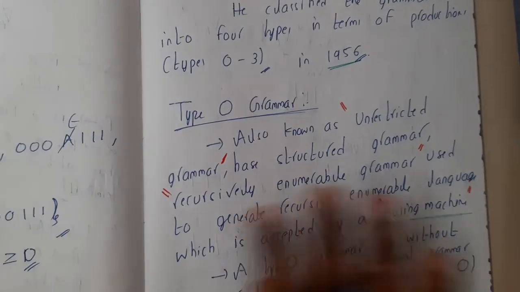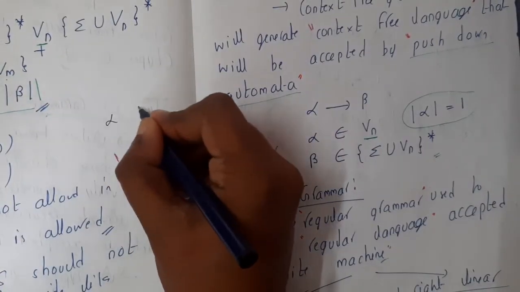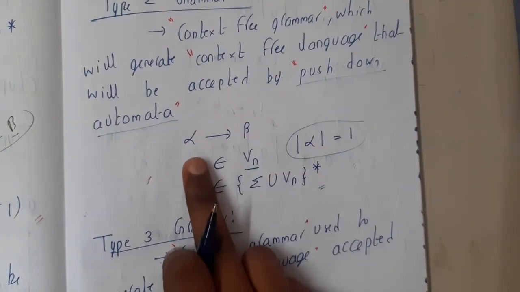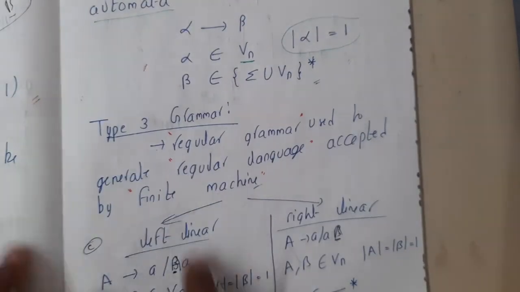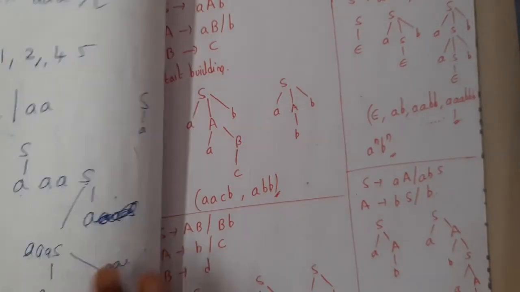When it comes to type 0, there is no restriction. When it comes to type 1, the length is the restriction here: the length of the left hand side should be less than or equal to the length of the right hand side. When it comes to type 2, on the left hand side it is mandatory to have 1. And when it comes to type 3, it should be any one of them, right? I hope everyone got a clear idea on this.